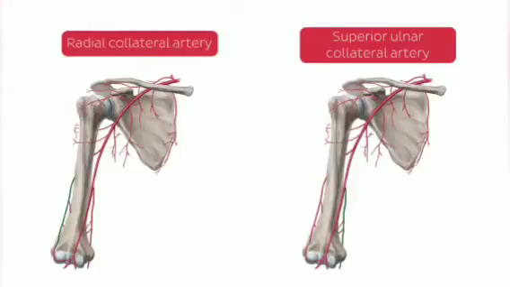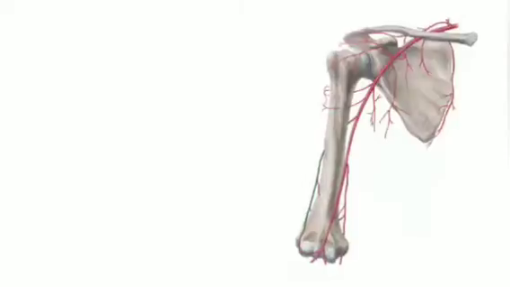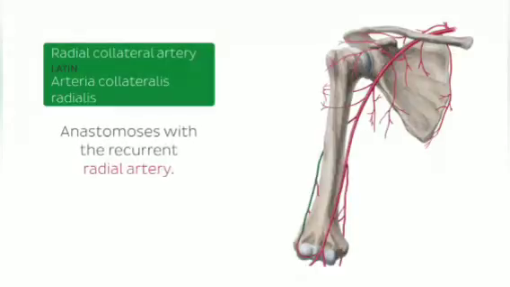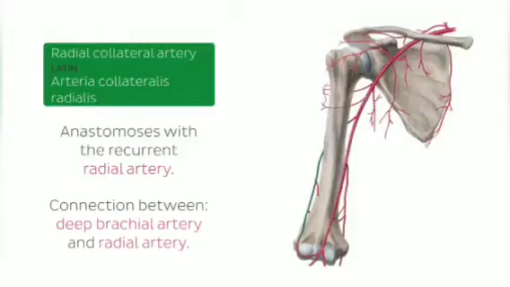A few words on the radial collateral artery, as you see now highlighted in green, which comes out of the deep brachial artery, making an anastomosis with the recurrent radial artery. This is then the connection between the deep brachial artery and the radial artery. And you can clearly see here on this image, this is the radial artery, the anastomosis that we're just talking about, and then the radial collateral artery.